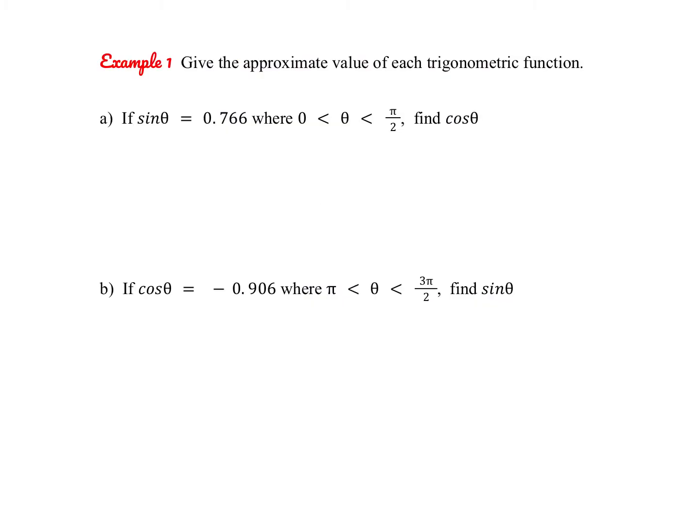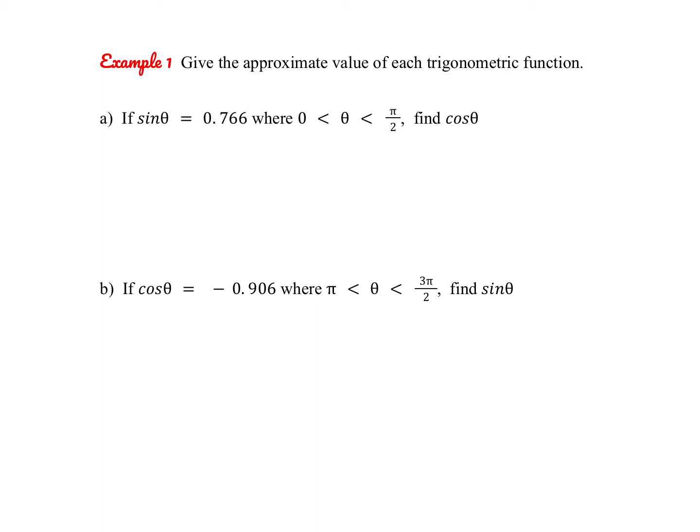All right, so let's see if we can use these Pythagorean identities to help us with these next few examples. So here we are told that the sine of theta is 0.766 and that theta is between 0 and pi over 2. They would like us to find cosine of that angle. So first, let's look at this piece of information.